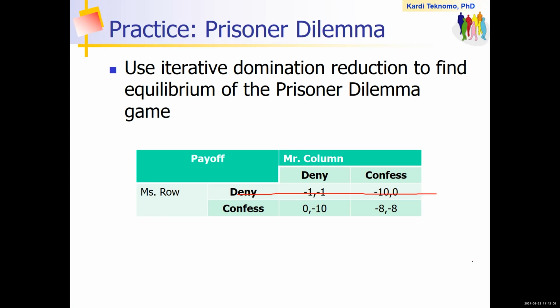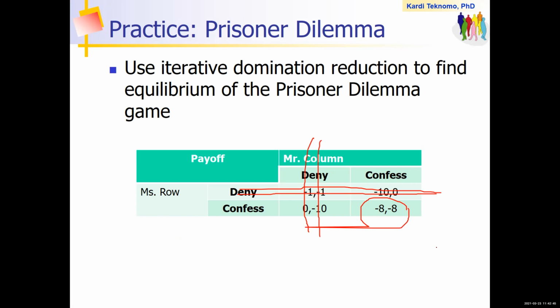Okay, now you play as Mr. Column. The one that was deleted, there is no need to look at anymore. Now if you play Mr. Column, you see the second number between -1 and -8. Which one is better? -8. Then you delete this one. You delete deny. So then you get the equilibrium value. What is the equilibrium value? Confess. Yeah.